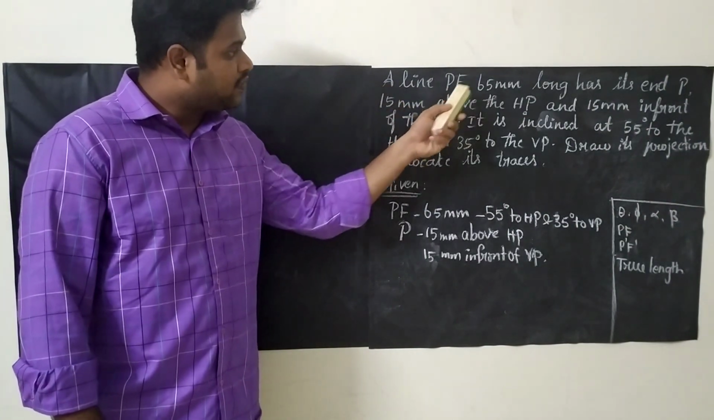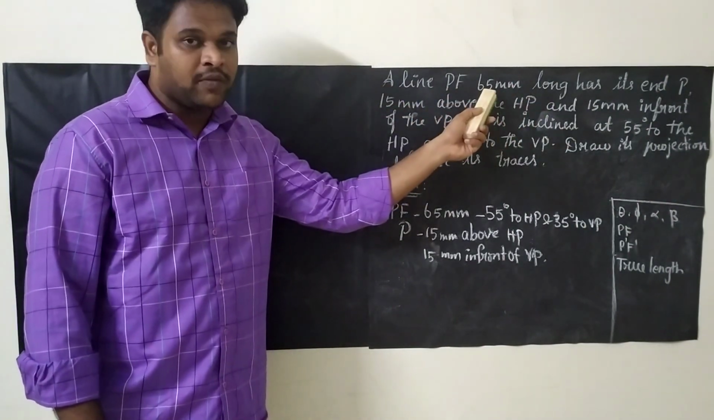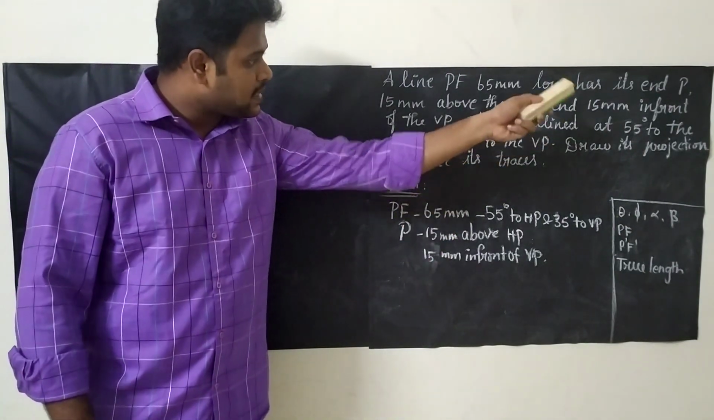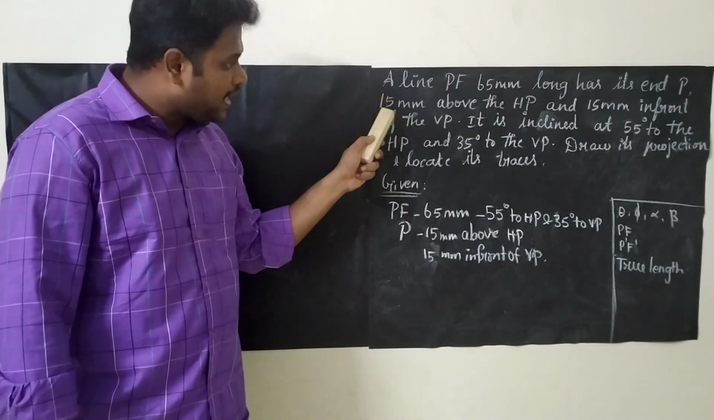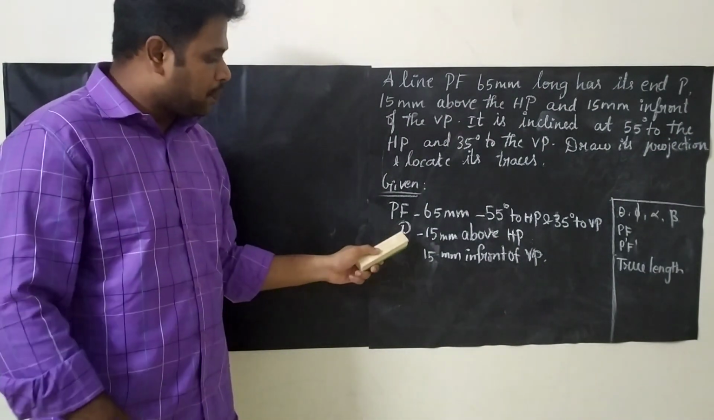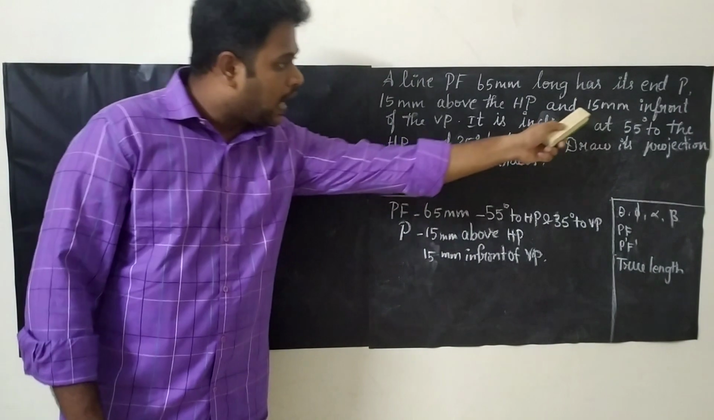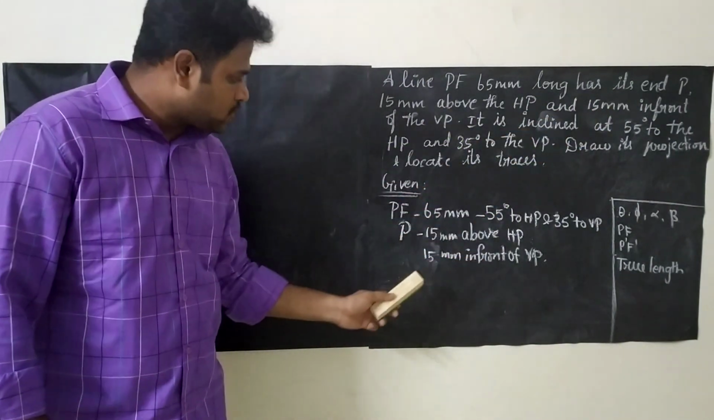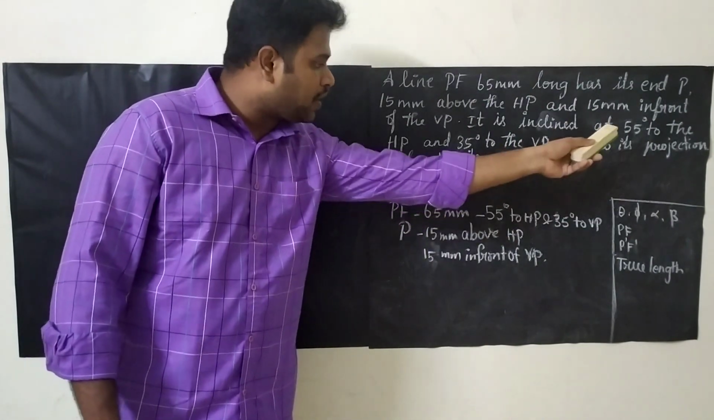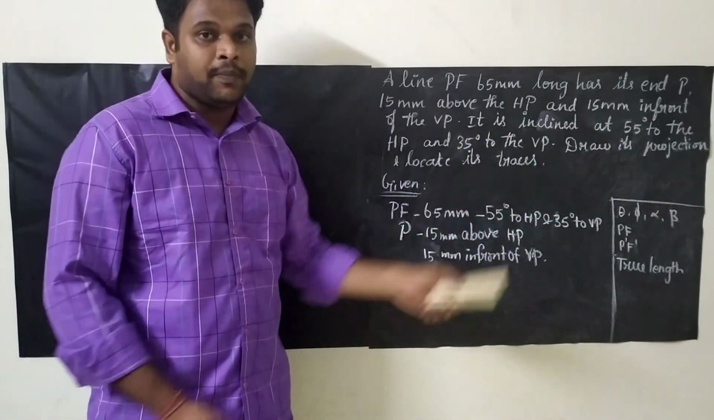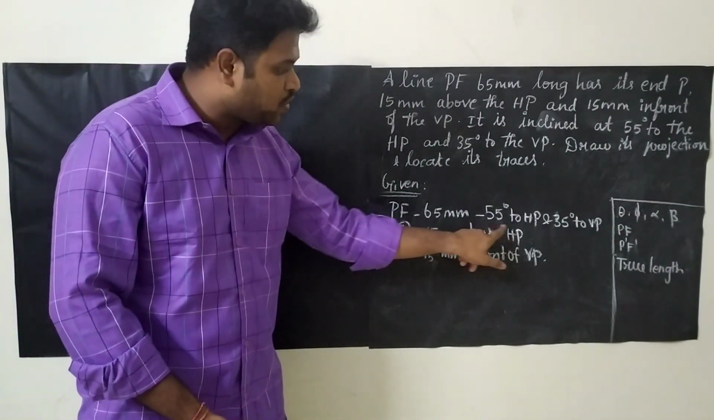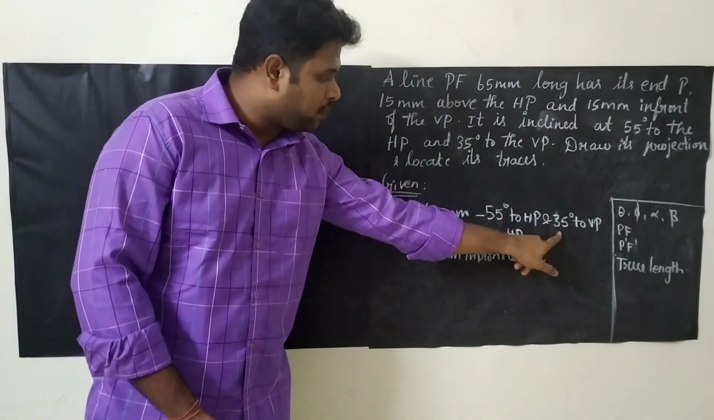A line PF 65 mm long. So 65 mm will be denoting your true length. So PF is 65 mm, has its end P 15 mm above HP. So 2 points will be there. One will be P and another will be F. So P will be 15 mm above HP and 15 mm in front of VP. It is inclined at 55 degree to HP and 35 degree to VP. So the true length, this line PF will be inclined to 55 degree to HP and 35 degree to VP.